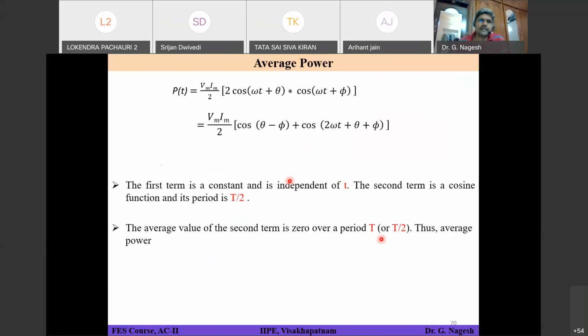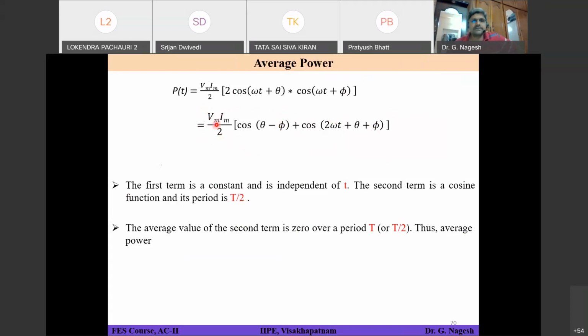If you break it into that format, you are going to get this kind of expression, as one of your friends has already told: Vm Im by 2 into cos of theta minus phi plus cos of 2 omega t plus theta plus phi. If you observe these two terms, is the first term depending on time or not? It is constant. So the first term is constant.